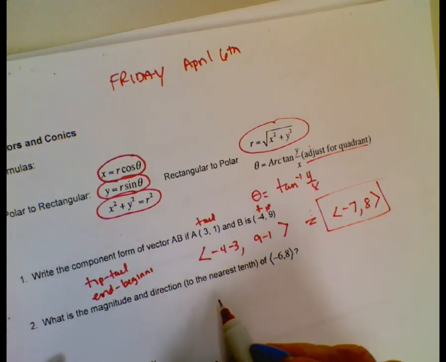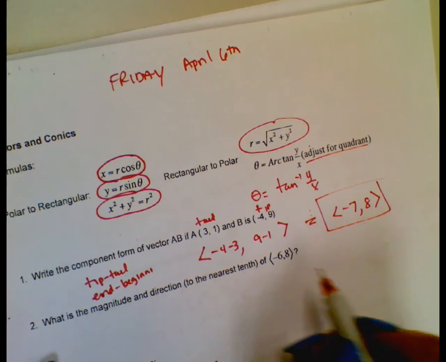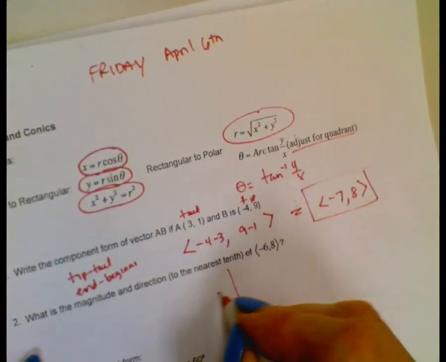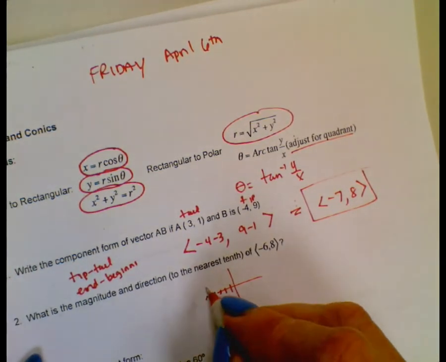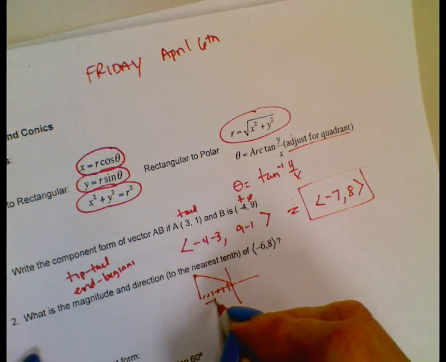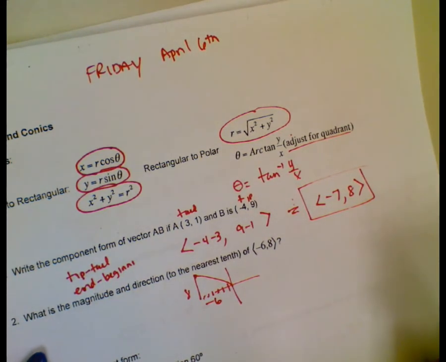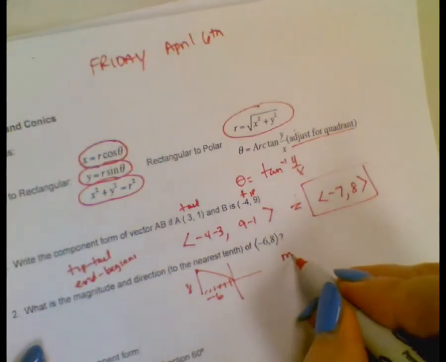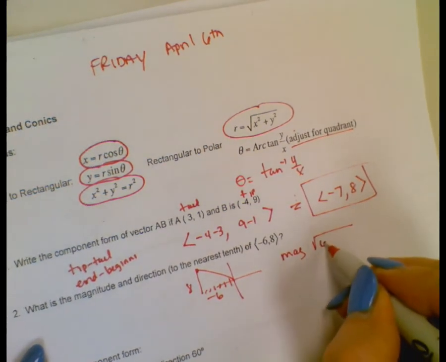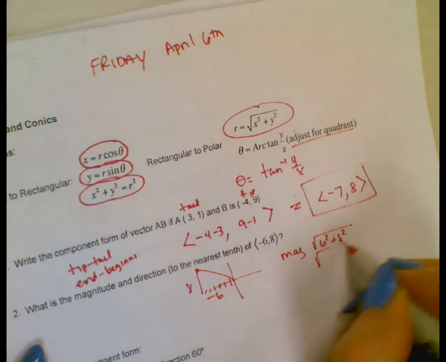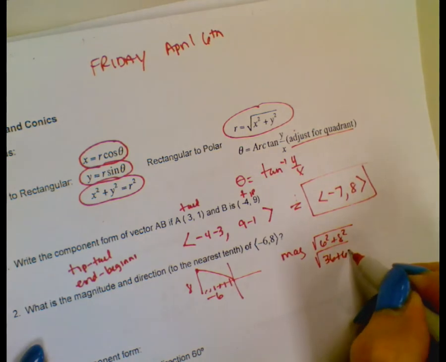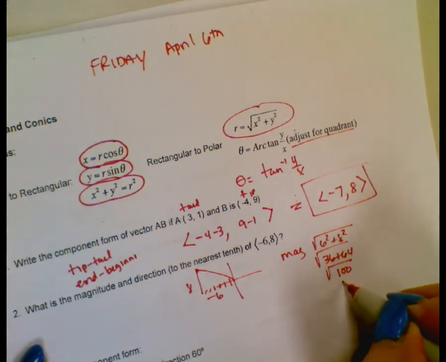What is the magnitude and direction to the nearest tenth of <-6, 8>? Now this is component form. So <-6, 8> somewhere up here. So it looks like that. So your magnitude is just 6 squared and 8 squared, which is 36 and 64, which is 100, which is 10.